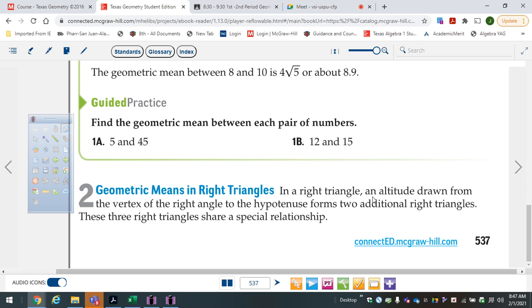In a right triangle, an altitude, remember that altitude, it's basically how high it is, with a right angle on the bottom, drawn from the vertex of the right angle to the hypotenuse forms 2 additional right triangles. These 3 right triangles share a special relationship. So let's look at what this says. When you have the right triangle and you draw an altitude from the vertex of the right angle to the hypotenuse, okay?